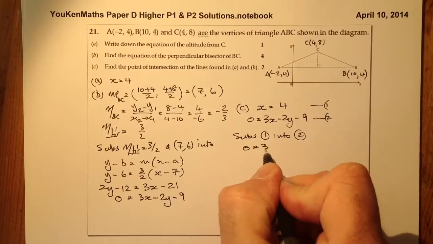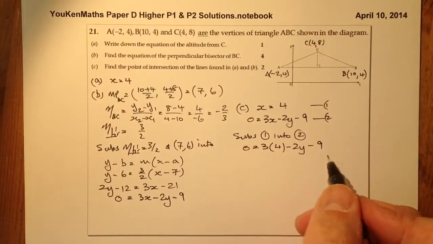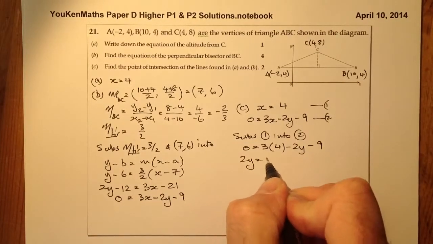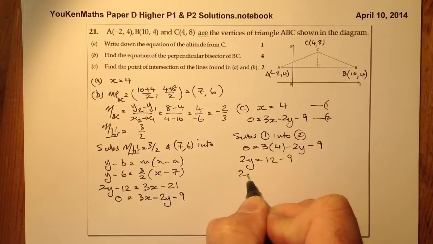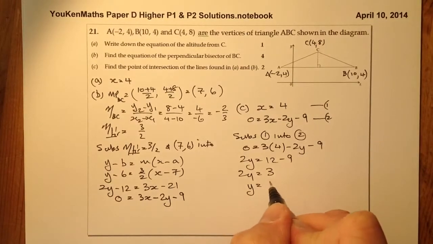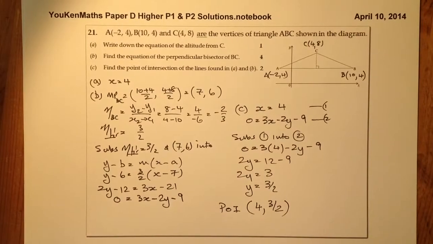So 0 is equal to 3 times 4 minus 2y minus 9. From there, just gathering it up, so take the 2y over to this side, that will be 12 minus 9, 2y equals 3. So for here, my y coordinate will be 3 upon 2. And all I'll write down here is the point of intersection is going to be equal to my x coordinate, which was 4, my y coordinate, which is 3 upon 2. And that will be that question complete.